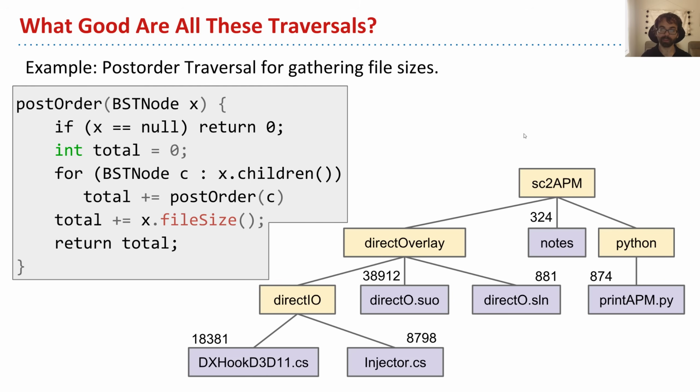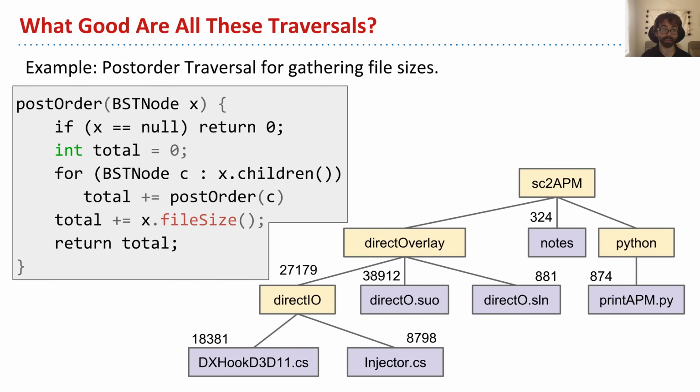So for example, when we do the post-order traversal, we start at the root, we go to direct overlay, we go to direct IO, we go to d3d11.cs. It returns this number, and it goes up here. However, we don't visit direct IO yet. We haven't finished all of our children, so we're still iterating over this loop. So we're also going to add 8,798. Now having added these two numbers, we have 27,179. We're done, so we go back up.